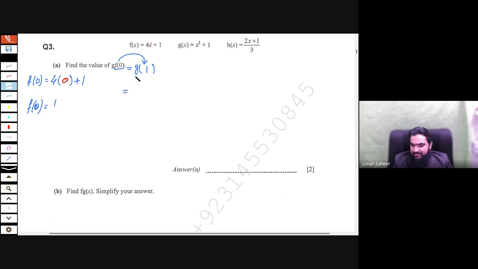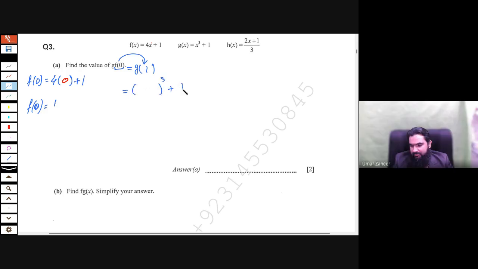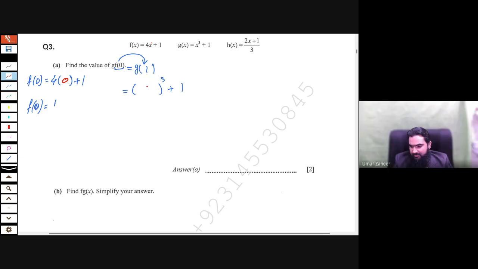Now we have to apply the g function. Yes, Rabia, what is the structure? Sir, x cubed plus 1. Bracket cube plus 1. And at the place of x, what do we have to substitute? 1, because here you have 1. So 1 cube plus 1, that will be 2. All right, everyone, if you do the question step by step, it is going to be really easy.